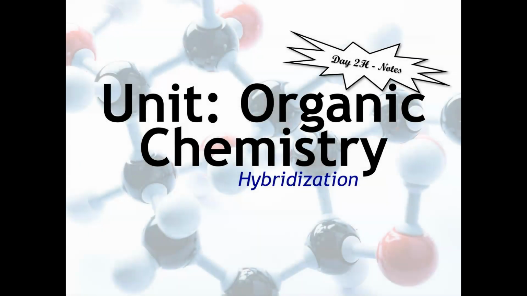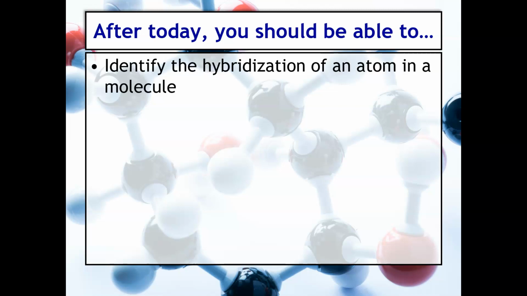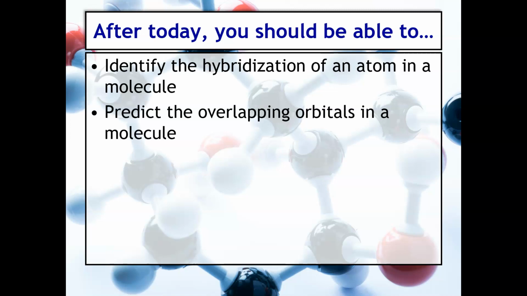Welcome back, chemists. In this video, we are going to continue our discussion of valence bond theory by talking about something called hybridization. After today, you should be able to identify the hybridization of an atom in a molecule and predict the overlapping orbitals in a molecule.